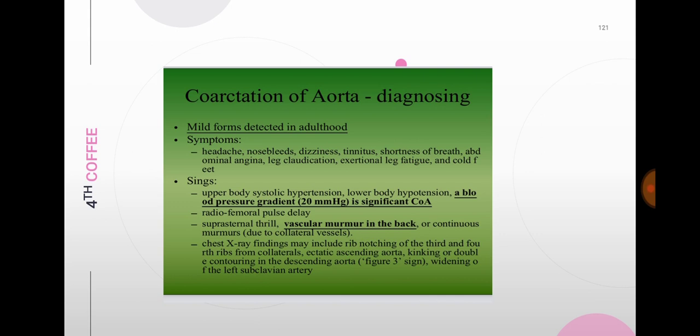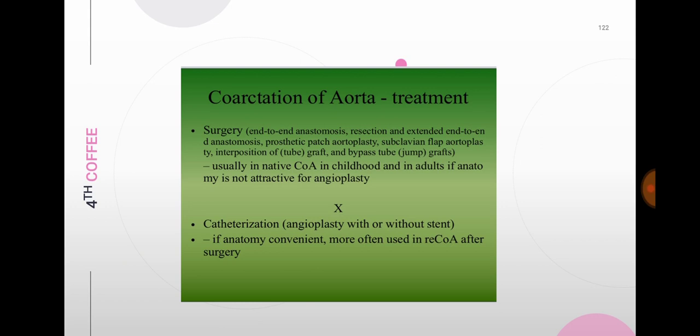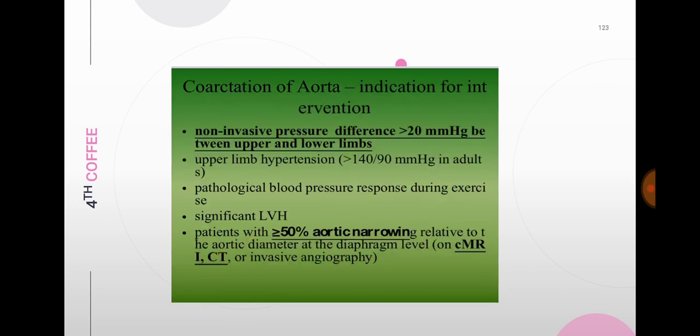Surgery is done, of course, to correct this heart defect. You can do catheterization, or they can do several more invasive procedures. Okay, so what are the indications? These are the indications: there's more than 50% narrowing in your aorta, or there's a very big difference between your upper and lower extremity blood pressure.